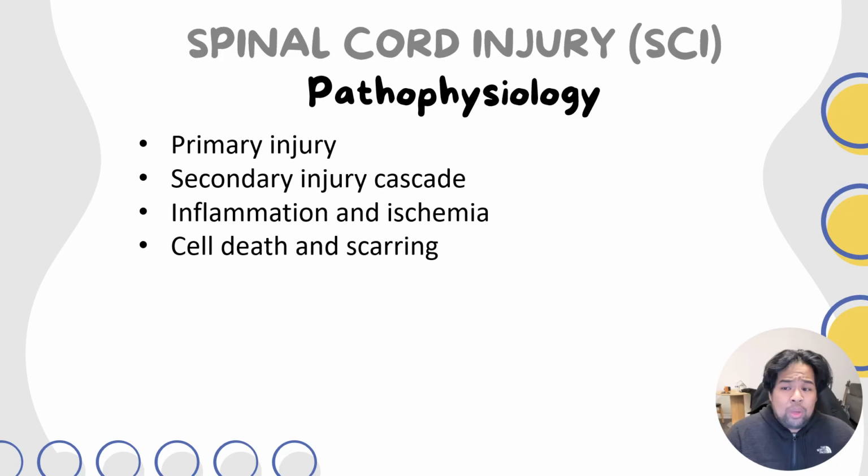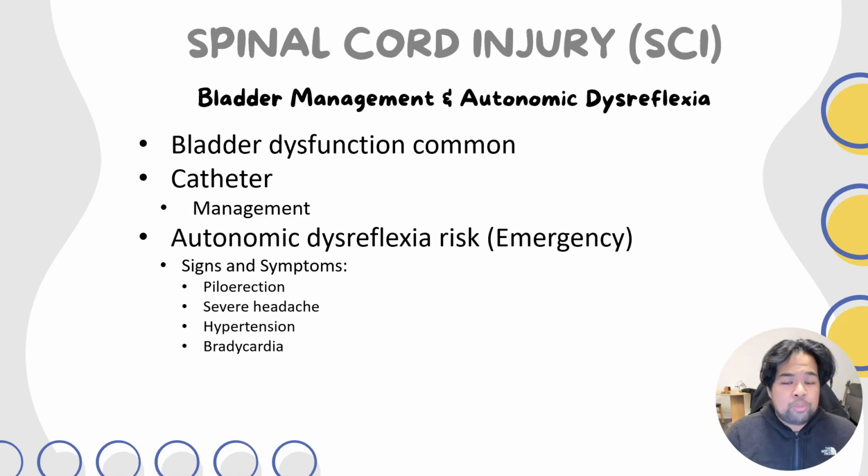One thing that we want to take note of is apoptosis. So this is cell death, all right? And this is a loss of neurons or myelin, and basically it causes a lot of damage for them. With spinal cord injuries, one of the considerations as nurses that we have to have is bladder management.